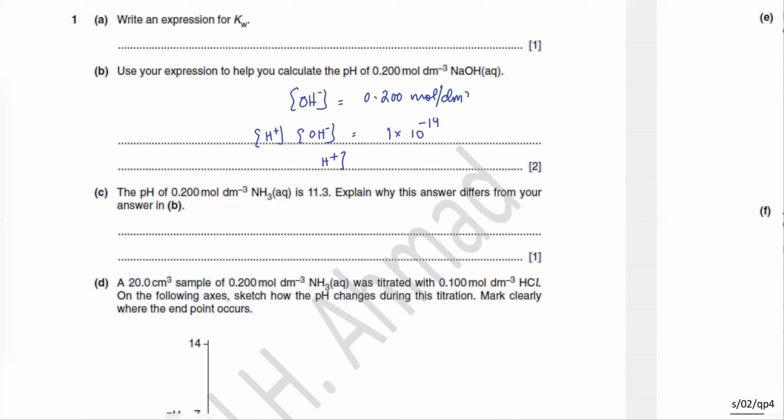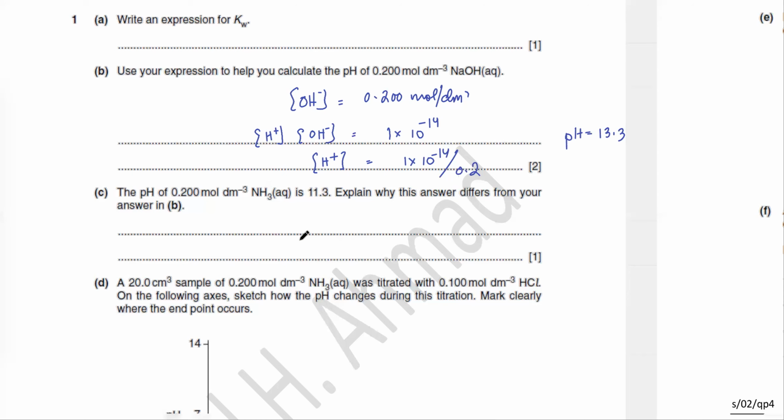So H+ concentration is going to be 1 times 10 power minus 14 divided by the OH concentration, and you take the negative log, so the pH comes out to be 13.3. That's one thing. Then he's already given you the pH of ammonia. Explain why this answer differs, because it's a weak base. That's the answer. It's a 1 mark answer, no detailed explanation needed. It's just a weak base.